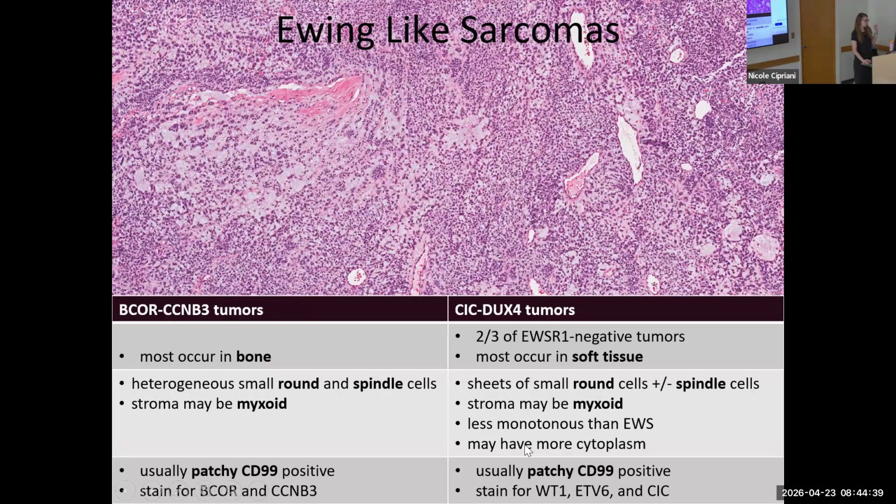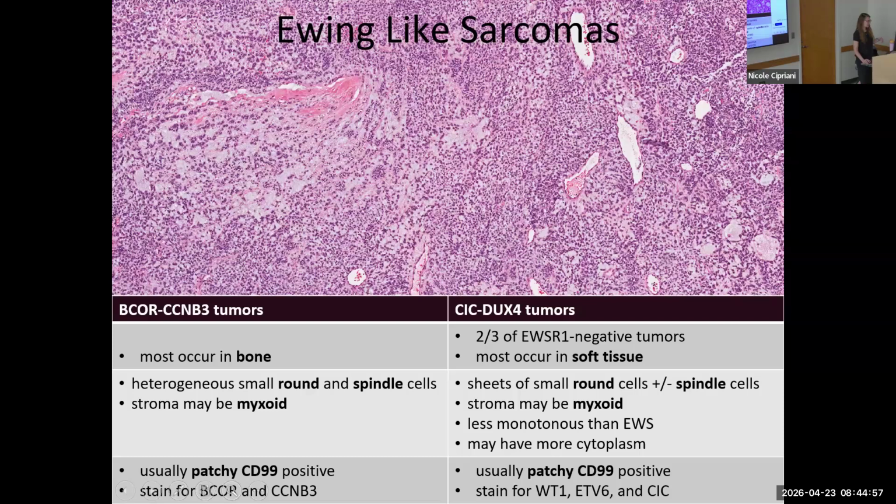These are usually a clue because while they are small round blue cell tumors, they have a little more architectural heterogeneity. They can have a myxoid background. They can have these little microcysts. They may have more cytoplasm. And when you throw CD99 on there, it's usually not strong and diffuse. It's usually kind of patchier and weaker.